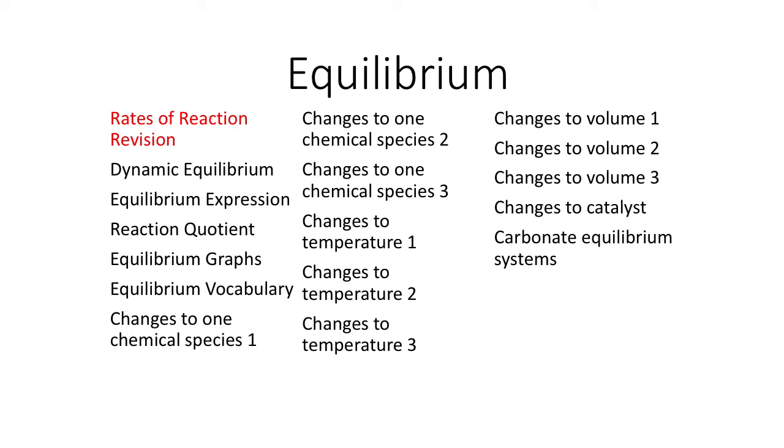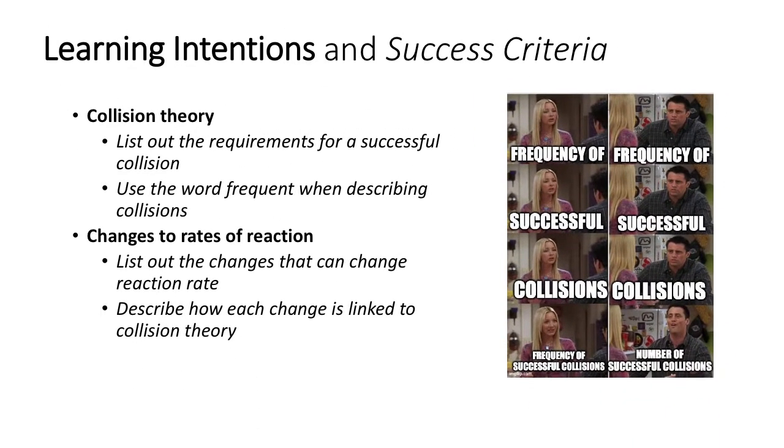Mr. Lim here again, and this is our first video in equilibrium, and we're just going to go through rates of reaction revision again, just to make sure that you remember it all from last year. If you want a more detailed explanation, make sure you go watch those videos from last year. We're going to quickly go through and try to remember all of the requirements for a successful collision. We're going to really think about why we have to use the word frequent, what changes can change a reaction rate, and how each of those changes is linked to the collision theory. So that's what we're going to do.